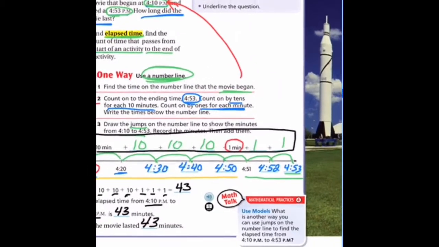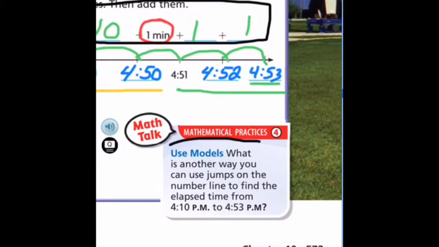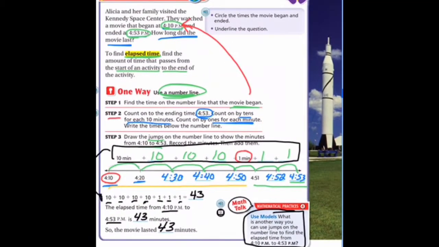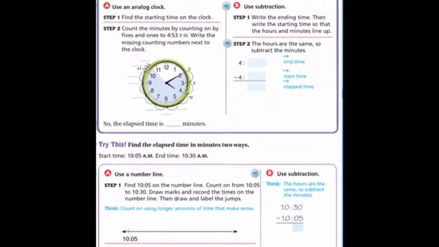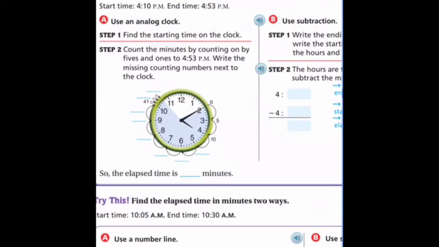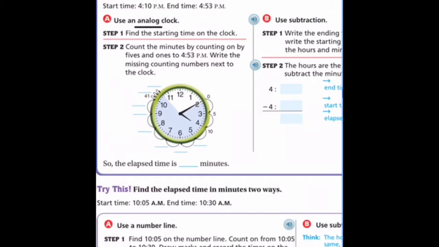All right. We can also use models. What is another way? You can use jumps on the number line to find the elapsed time. We can use models and blocks and things like that if necessary, but I think you guys are pretty good using your number lines. Here's another way. We can actually use an analog clock. An analog clock is not digital. It actually has the hands on it like the one in the classroom.